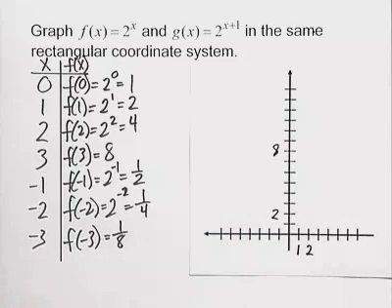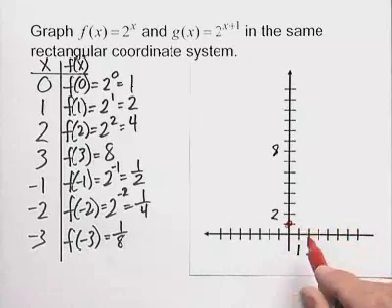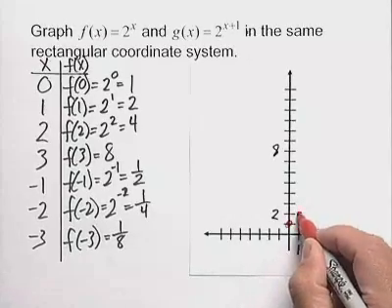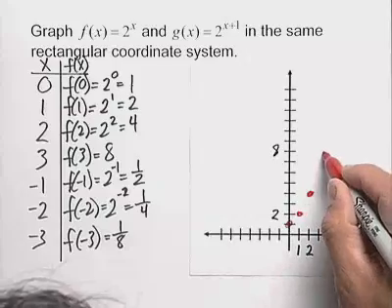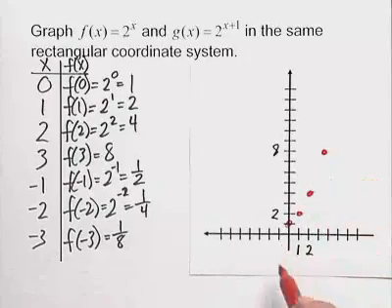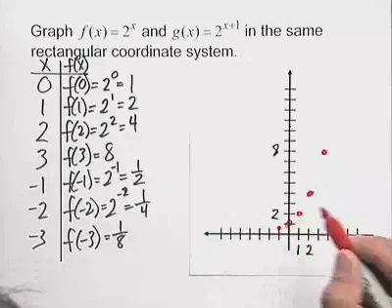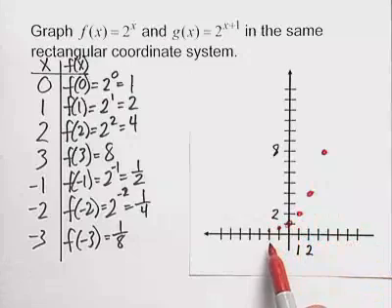I'm going to do that in red over here. We have 0, 1, 1, 2, 2, 4, right about in there, and 3, 8. On the left here, at negative 1, we're at 1/2, and it begins to get a little difficult here as we graph these problems, negative 2 and 1/4, so on and so forth.